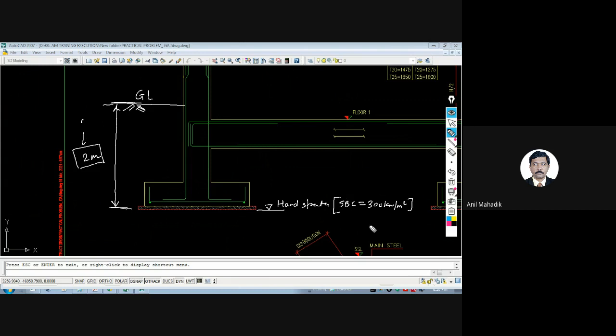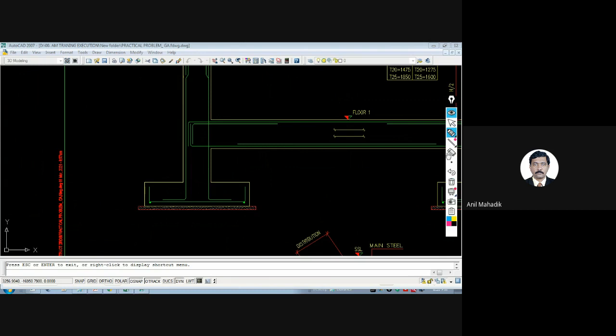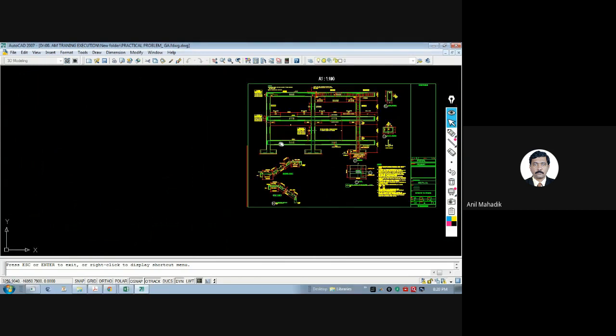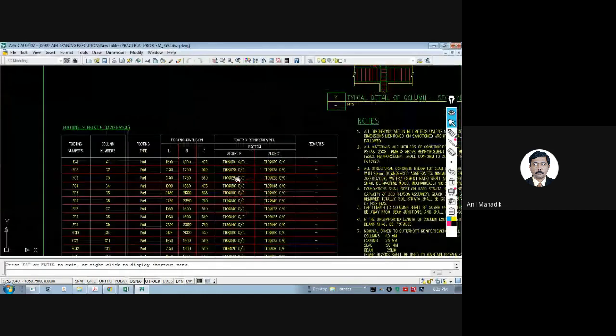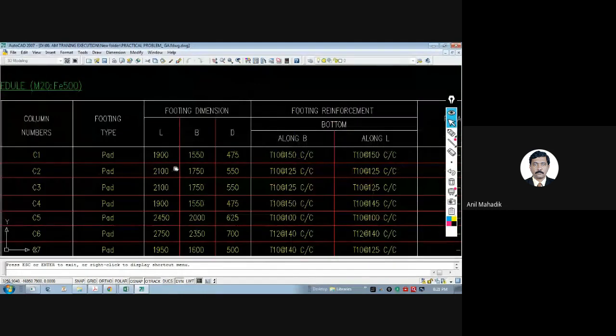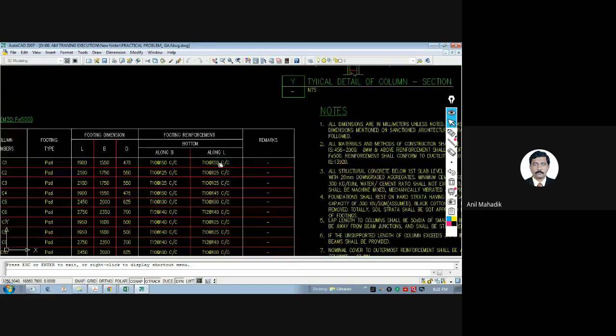That means you should mention this on the drawings. So we mention the SBC values on the drawings in the notes. So have you got the schedule and its significance with respect to the section? Iska meaning samajh mein hai? Yes, sir. And how we are putting this reinforcement in the section.